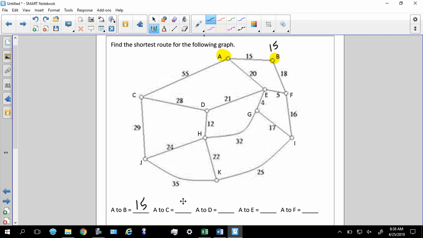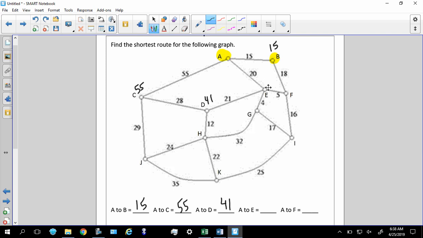All right, so A to C is 55. So I'm going to put a 55 on there. A to D, okay, so let's see, that's 55, 28. No, that's 20, 21. I think that's going to be it. So that D will be 41. I'm doing this early in the morning, so I might mess up. So if I do, just let me know.